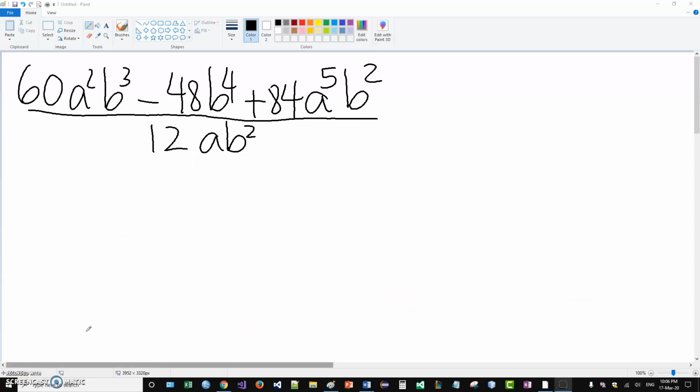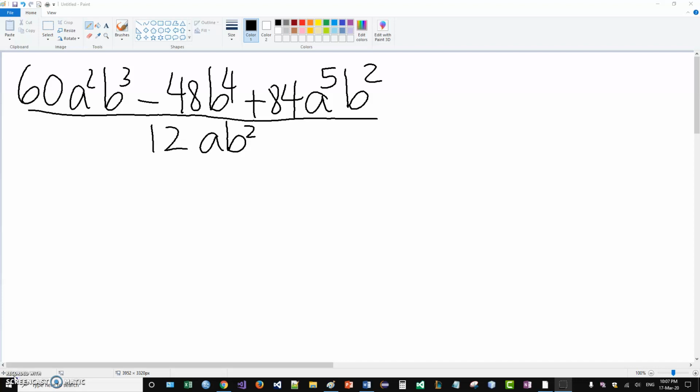Now one last example. Let's look at this: 60a squared b cubed minus 48b to the power 4 plus 84a to the power 5 b squared over 12ab squared. I'll give you a second to look at this. Try to do it yourself. So please pause the video and try solving this.